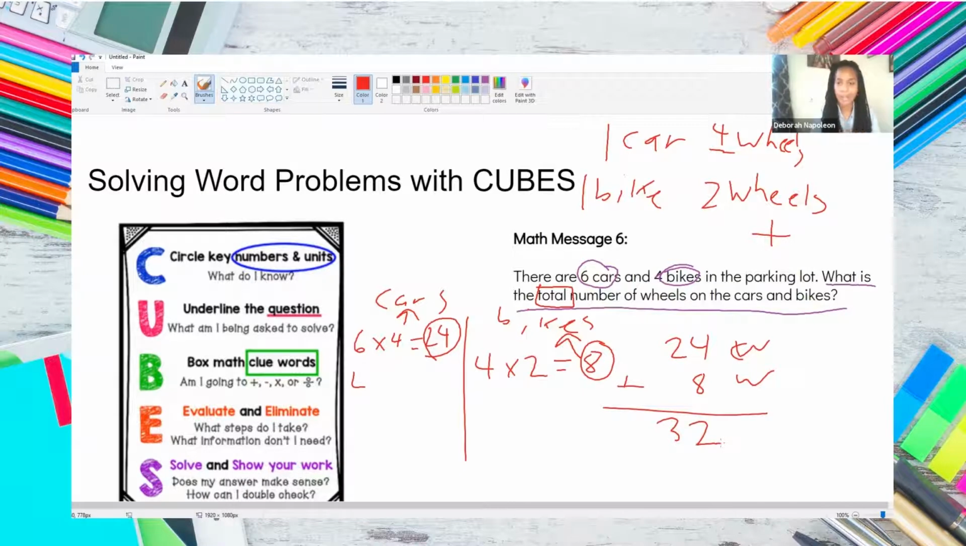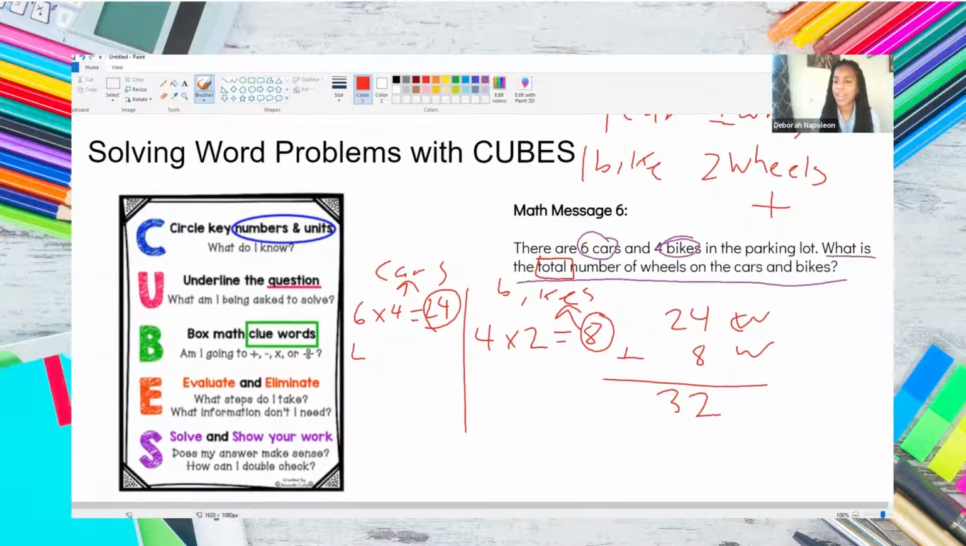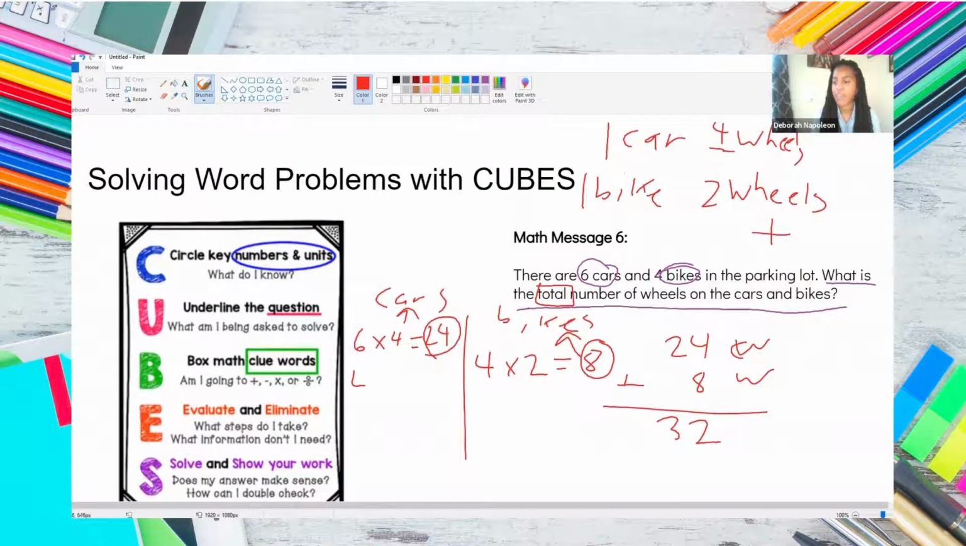How can I double check my work? This is actually an area of growth for a lot of scholars. You get to the answer and then you want the teacher to tell you if you got the right answer or the wrong answer. The cool thing is you can figure out if your answer is correct yourself. Since we just added, all we have to do is go backwards. Since my sum of 24 and 8 is 32, 32 minus 8 should equal 24 if I'm correct. If I'm wrong, 32 minus 8 will give me another number.